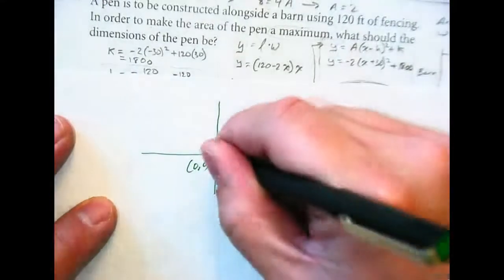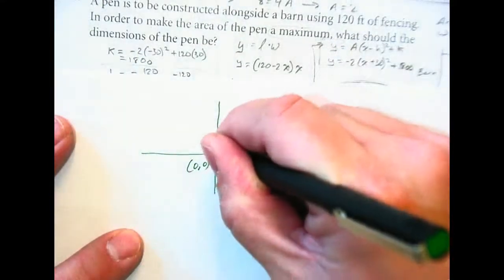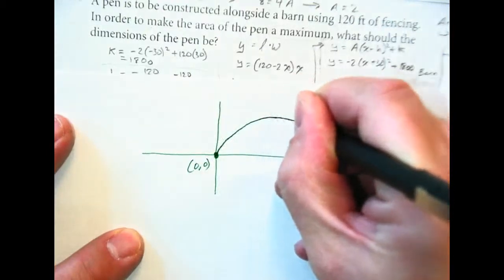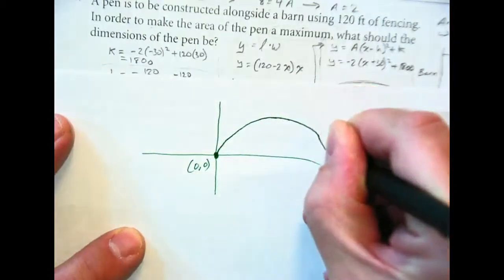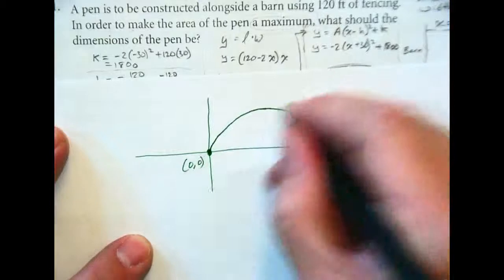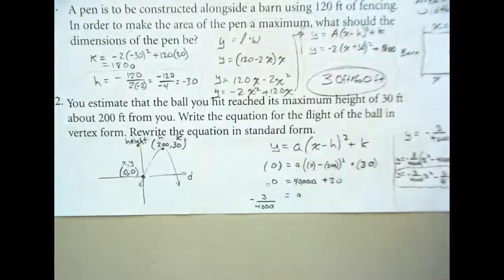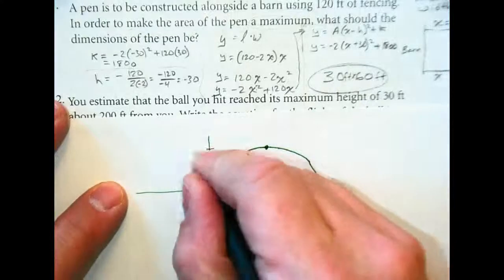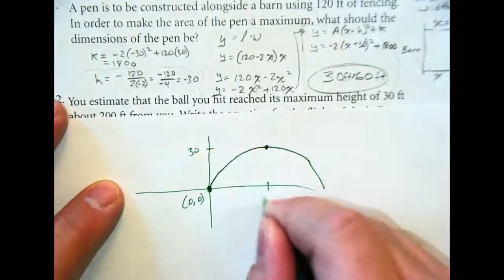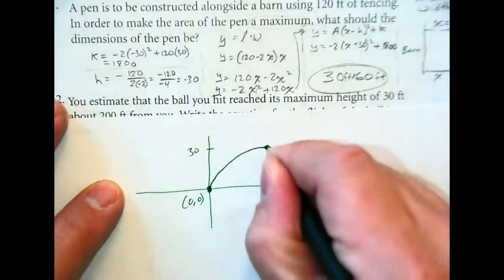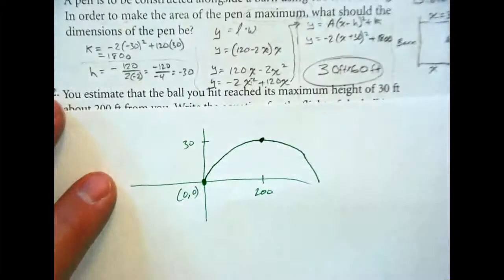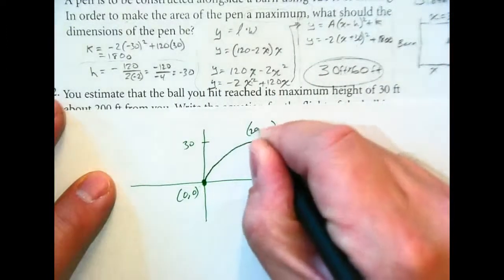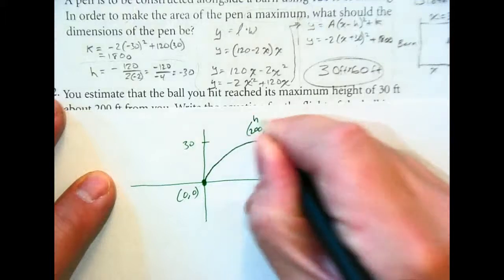You hit a ball. This ball reaches its maximum height of what? 30 feet. Maximum height of 30 feet, 200 feet from you. So that tells me my vertex, because a hit ball or a thrown ball follows a parabolic shape, is the ordered pair (200, 30). That has now told you your h, k.